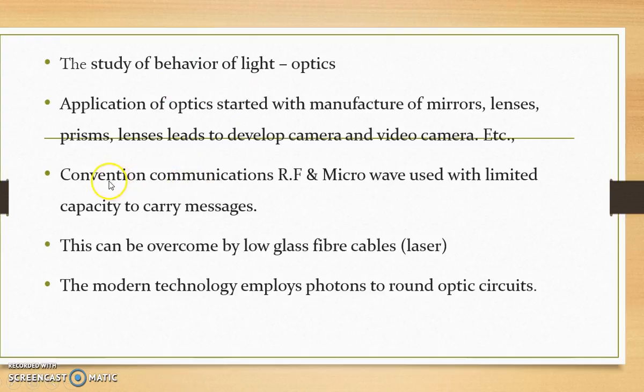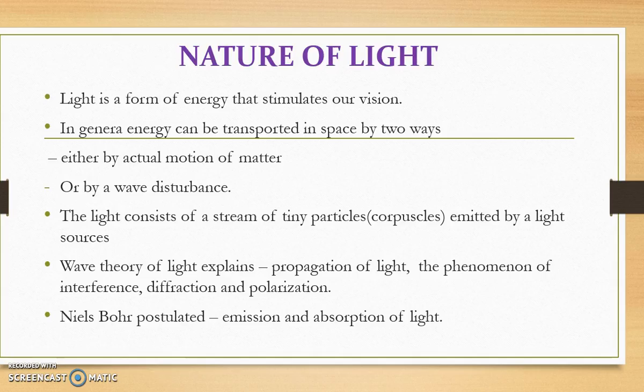In olden days, we had conventional communications by means of RF, radio frequency, and microwave. But those communication methods have limited capacity to carry messages. This can be overcome by glass fiber cables, in which we transmit the messages in terms of laser light. Also, modern technologies employ photons in optic circuits.